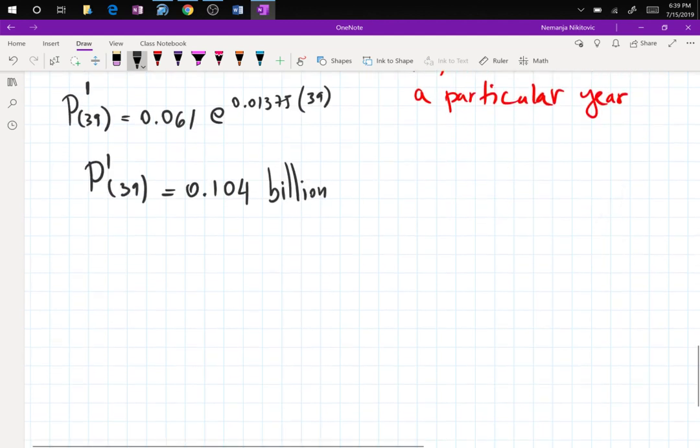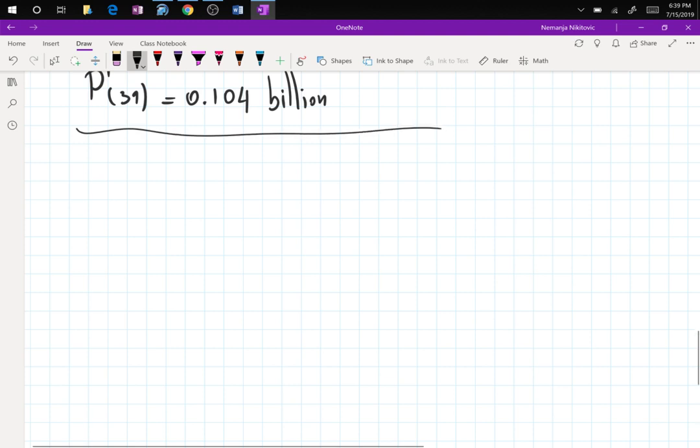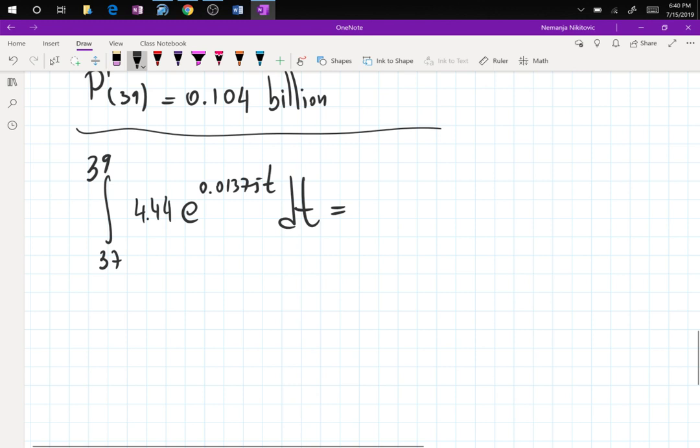Integration, exactly. So the third and final way to sneak in calculus in these pre-calculus calculations of exponential models is to integrate between certain years. And that will calculate the accumulation of all people between those 2 years. So let's say you want to calculate 37 to 39, so the last two years of the integral of 4.44 e to the 0.01375 t dt.